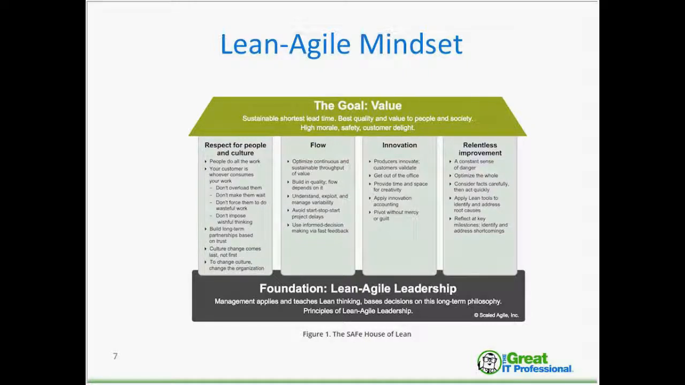Variability. You need to explore variability and manage it. No one likes variability, but it has to be exploited and managed. Variability sometimes happens and you can't do anything about it, but you want to be able to deal with it, just for your benefit. The idea behind flow is to reduce delays.